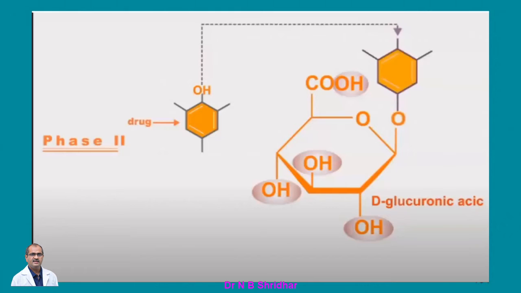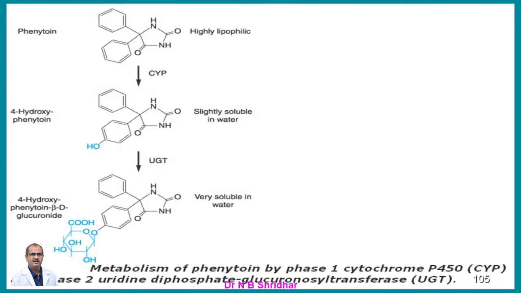So in the phase 2 reaction, especially the glucuronide conjugation, the drug should have an OH or COOH group, and the glucuronic acid group should be present. That's the prerequisite to undergo the phase 2 conjugation reaction. This is the hydroxyl group or the acidic group, and this is the glucuronic acid; the combination should be there.